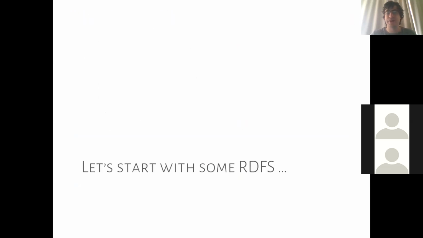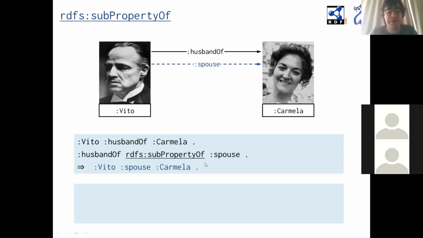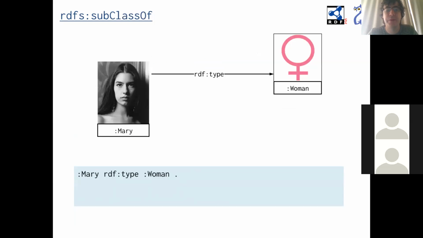So, okay, we're going to start with some examples. Let's look at RDFS through the lens of our examples. Subproperty: if we have Vito as the husband of Carmela, so we've already seen these features, this will help us warm up. And husband of is a subproperty of spouse. Then what we can conclude here is that Vito is spouse of Carmela. If we say Carmela is the wife of Vito and wife of is a subproperty of spouse, then we can conclude that Carmela is the spouse of Vito. Okay. So we've already seen this feature before.